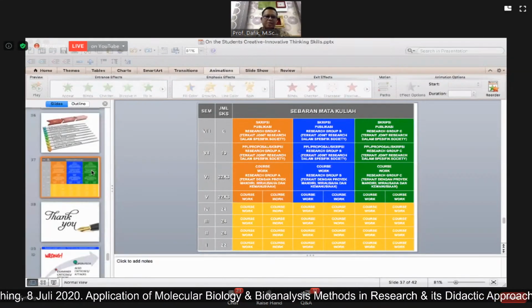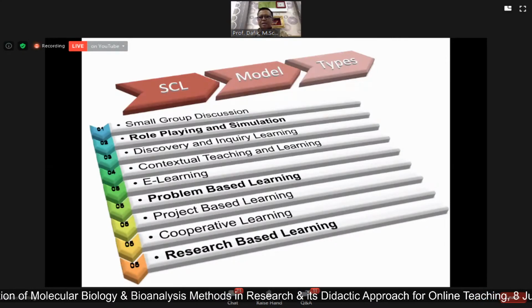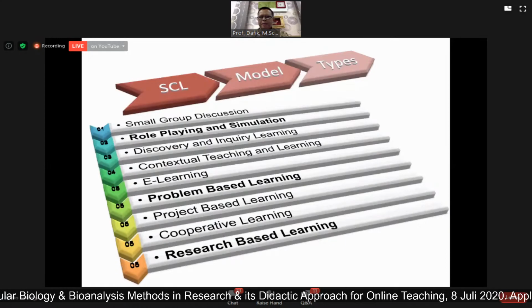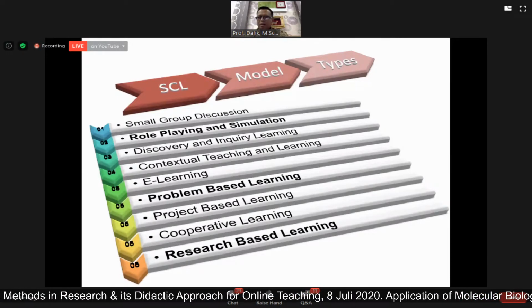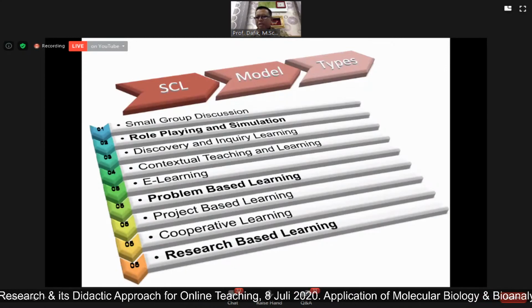Yeah, thank you, Ibu. So actually, when we talk about interaction and student activities, of course, we need to deal with the teaching methodology or teaching models in the classroom. That's the first one. We have a lot of teaching models. For example, in this case, this one I can share: small group discussion, role playing and simulation, discovery and inquiry learning, contextual teaching and learning. And we insert one type of teaching model, namely research-based learning.